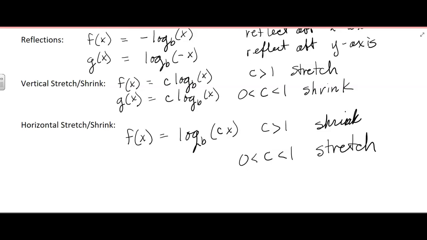Okay, so that's what we know about transformations. We've seen this type of pattern before, so hopefully that'll help.